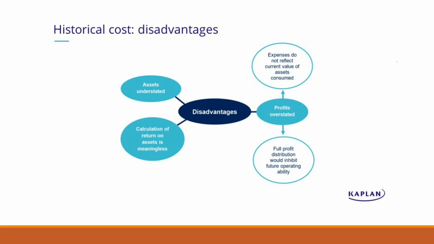Because assets can be understated, this can lead to profits being overstated. If depreciation is lower than the actual economic consumption of the asset, profits will appear higher than they truly are. Consequently, the calculation of return on assets can become less meaningful. Because the asset values are understated, the return on those assets will appear inflated. Finally, if a company were to make a full distribution of profits based on these potentially overstated figures, it could inhibit its future operating ability, as it would be distributing more than it has truly earned in economic terms.